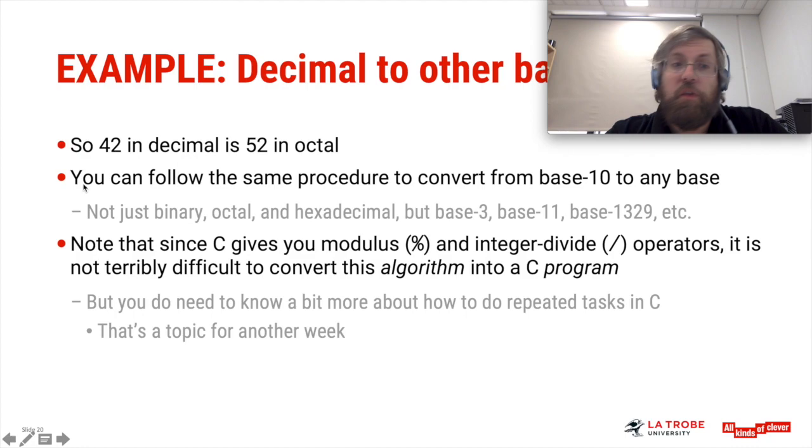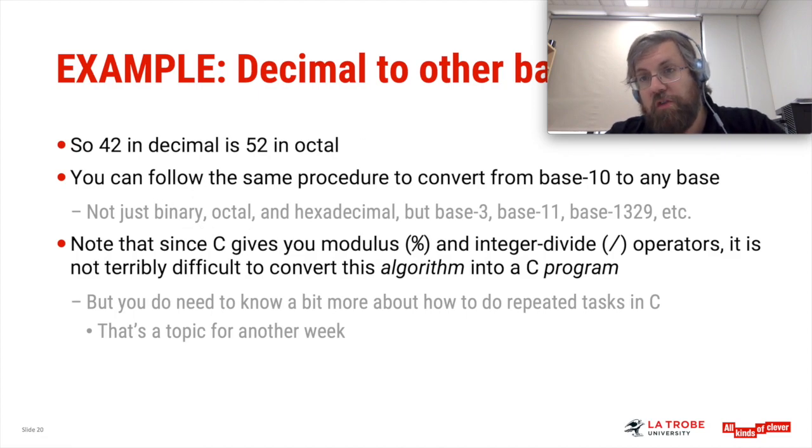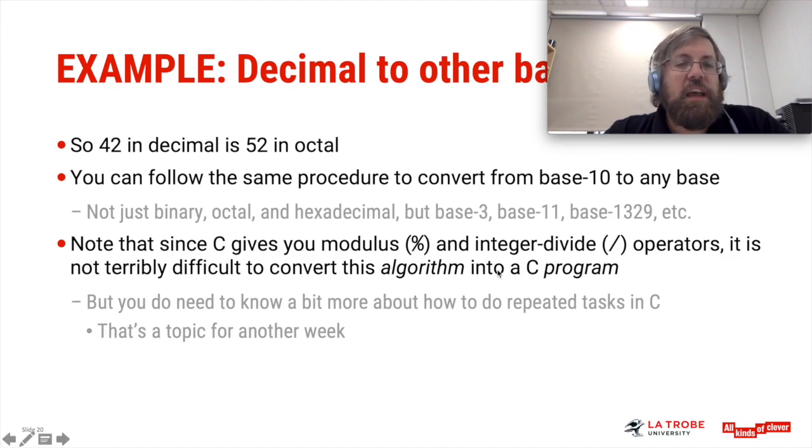You can follow the exact same procedure to convert from base 10 to any base. Not just binary, octal, and hexadecimal, but base 3, base 11, base 1329, base 27,426, whatever you're interested in. And note that since C gives you modulus and integer divide operators, it is pretty easy to convert this algorithm into a C program. But you do need to know about how to do repeated tasks in C. So that's going to be next week. After we talk about loops, you'll know everything you need to know if you wanted to make a program to do this. Okay?